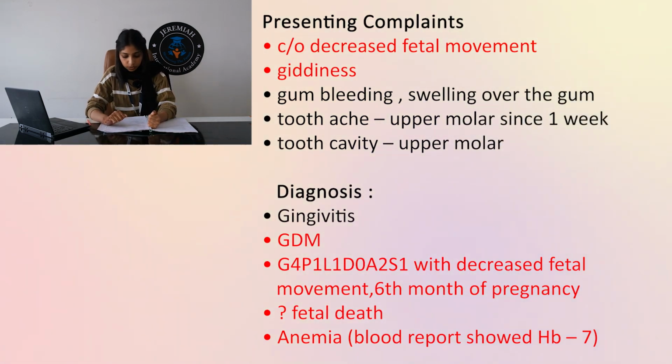And regarding the diagnosis, first of all we can eliminate gingivitis. Then GDM, we can write it. We need to include the obstetrical score of the patient and the month of the pregnancy. She is a 6-month pregnant woman. And the query is fetal death and the patient has also been diagnosed with anemia.